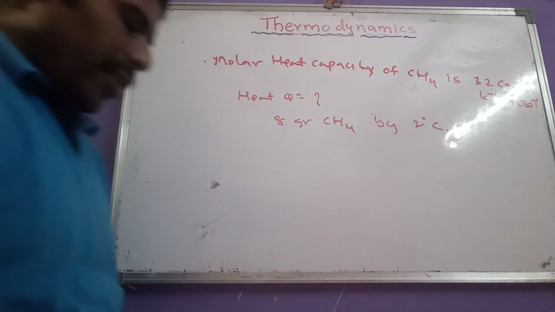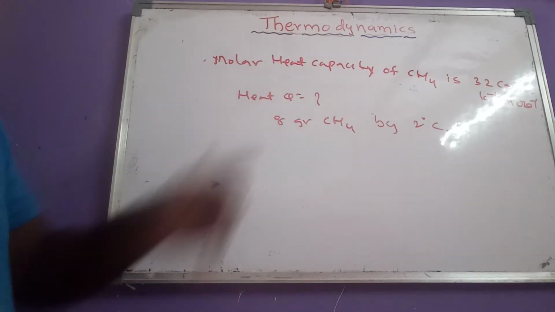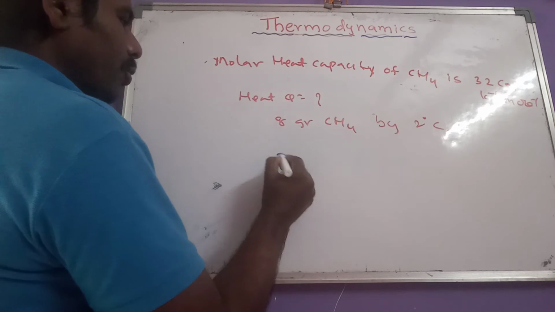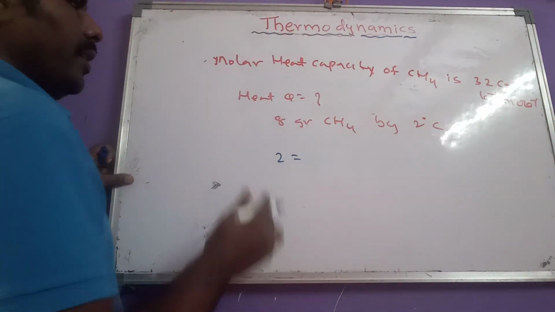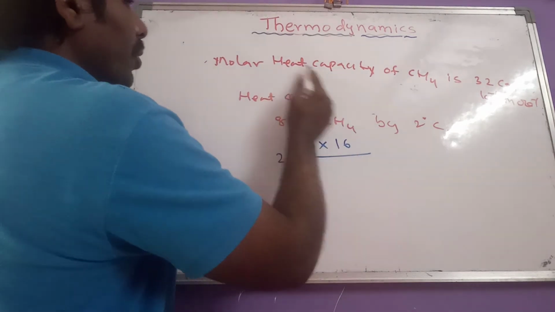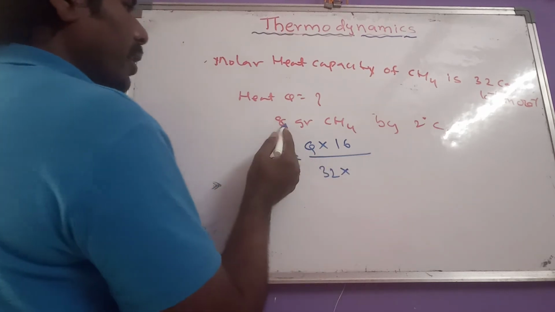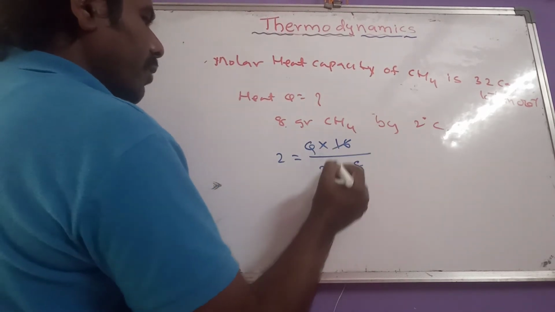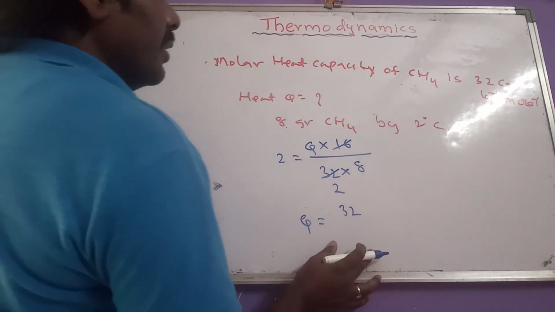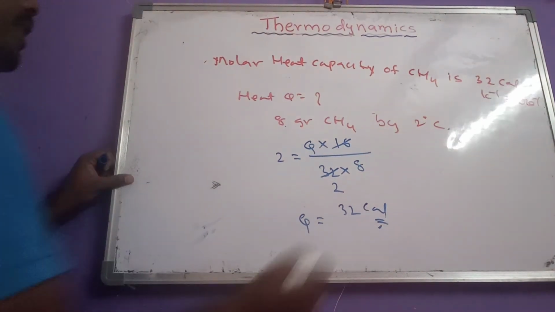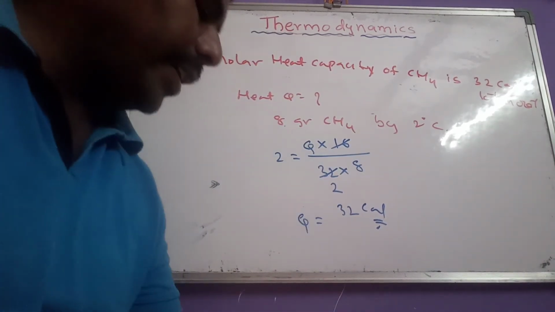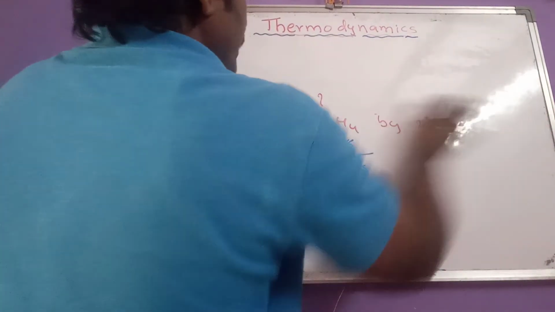If that question is given, we have to calculate the amount of heat. And of course they have given the molar heat capacity also. Now delta T is 2 degrees centigrade, the change in temperature. So 2 equals Q, which we need to calculate, into molecular weight of methane 16 divided by molar heat capacity 32 into weight of methane, given as 8. So 16 ones are 16, twos are, therefore Q equals 32 calories. By giving that much heat, we can raise the temperature of 8 gram of methane by 2 degrees centigrade. So these are the different questions we have to solve from this topic.